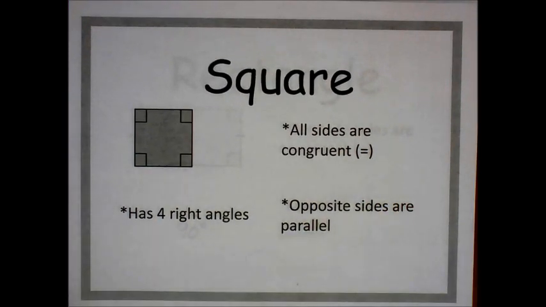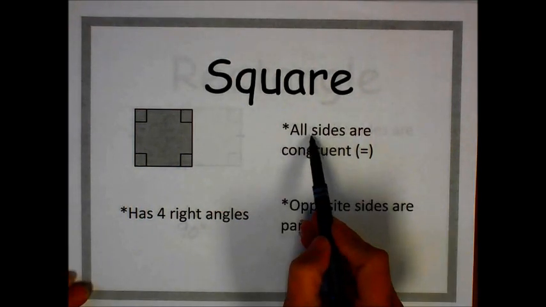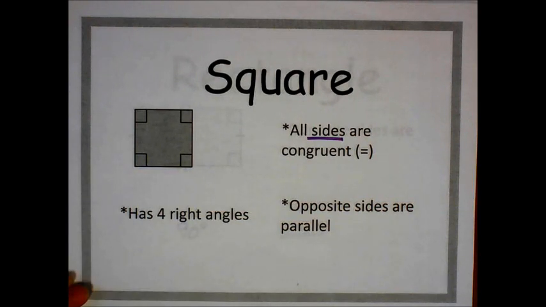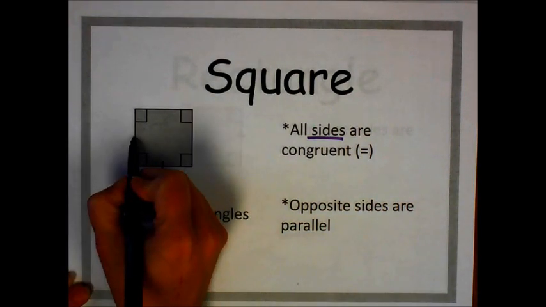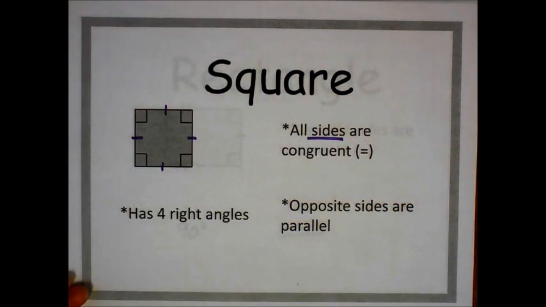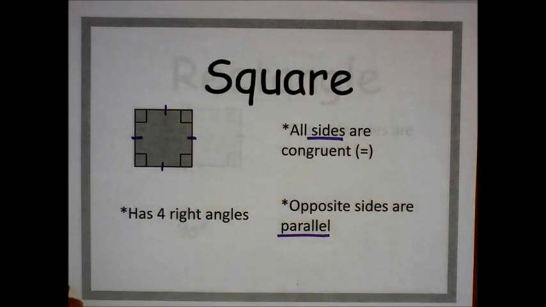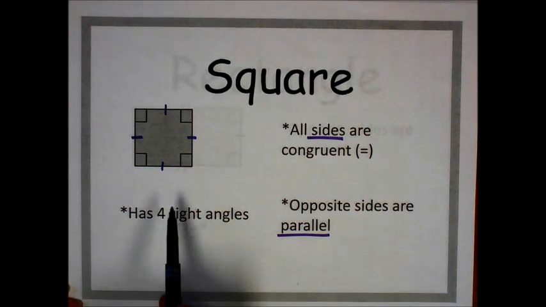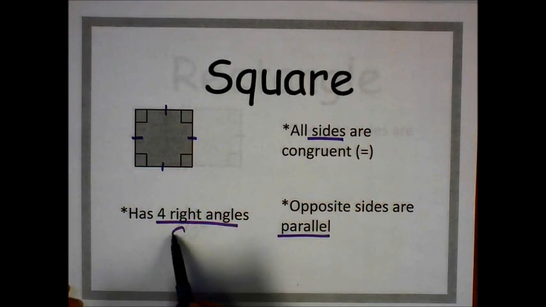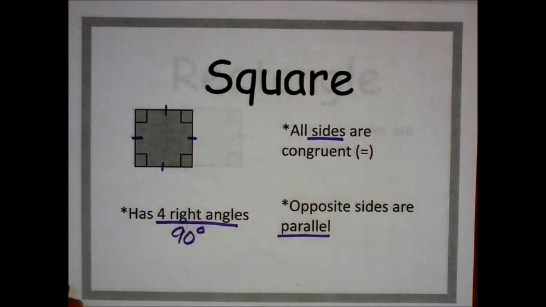Now let's move on to a square. Here are the facts that you need to know about a square. You need to know that all sides are congruent or equal. Since all sides are the same, I'm just going to put 1 hash mark on each side, showing that all 4 sides are equal. You also need to know that opposite sides are parallel. So the left and right sides are parallel, top and bottom are parallel. Also, similar to a rectangle, a square also has 4 right or 4 90-degree angles.